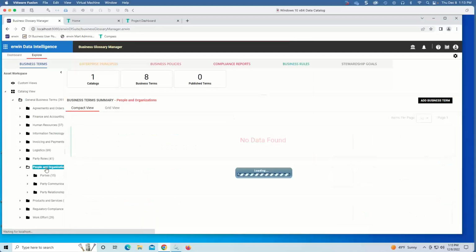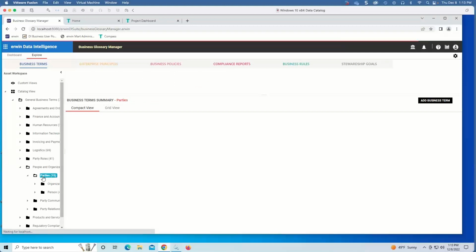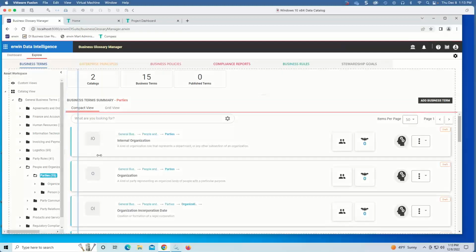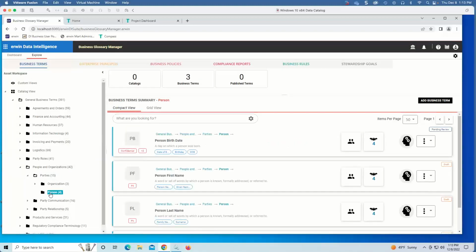People and organizations, that's where I left off. And then within people and organizations, there's a concept of a party. And then within parties, I can have persons. And within persons, I can find that person birth date. Person being the primary term, date being the classifying word, and then birth is the modifying word. So I can look through this structure and find information simply by drilling through the different taxonomy that I have here.